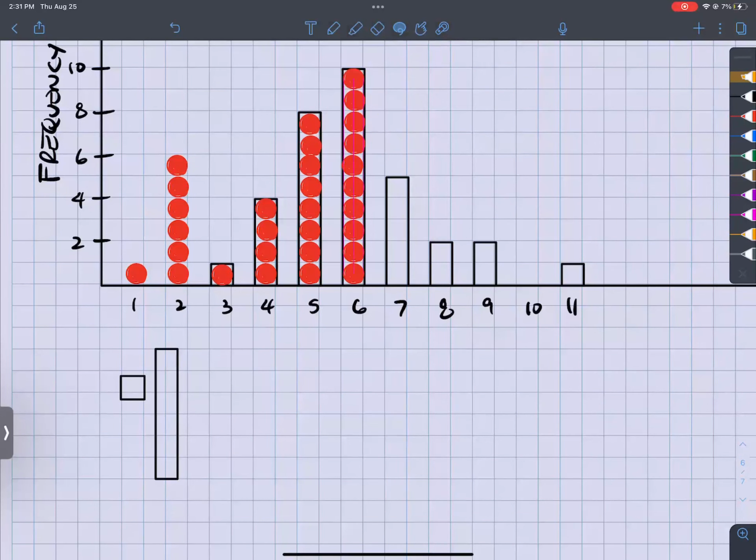Why is nobody copying this down? Can't do this on your iPad? I don't understand.